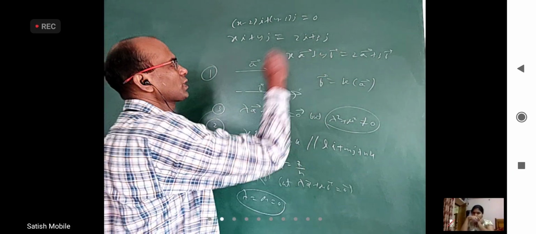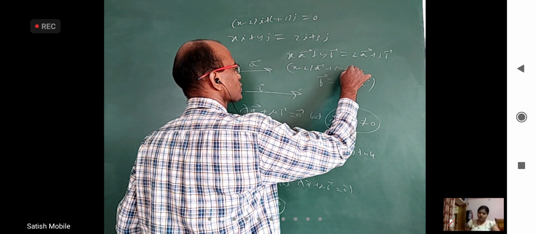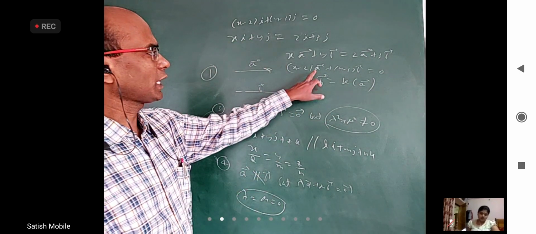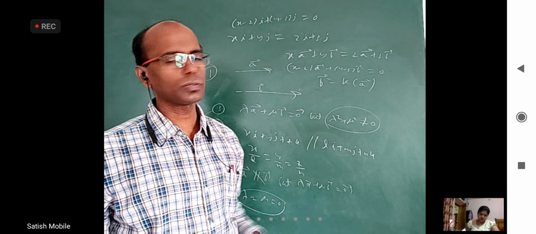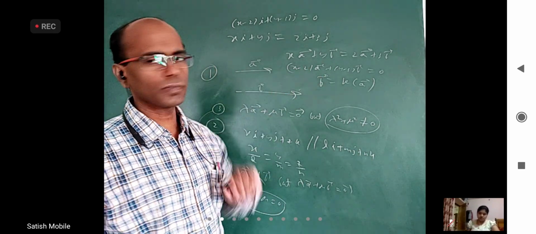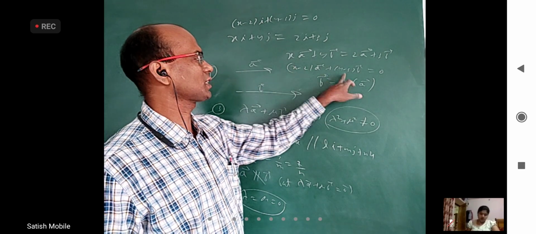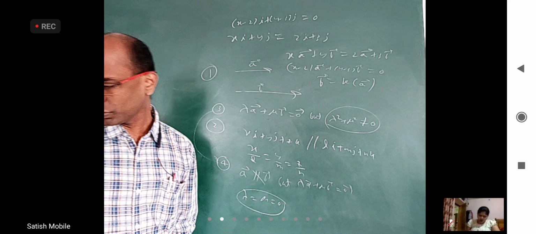Because if you bring one side, you will get x minus 2 into a bar plus y minus 3 into b bar equal to 0. So a and b are not parallel, but a real number into a bar plus a real number into b bar is 0 is possible only when x is 2 and y is 3. But when a and b are parallel, it is not compulsory that this and this should be 0. There can be many other things. Is everybody clear about this?